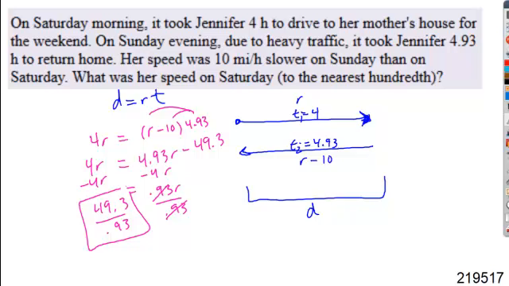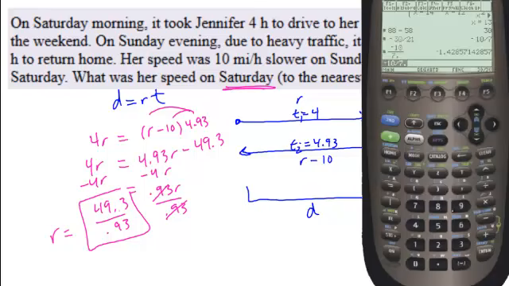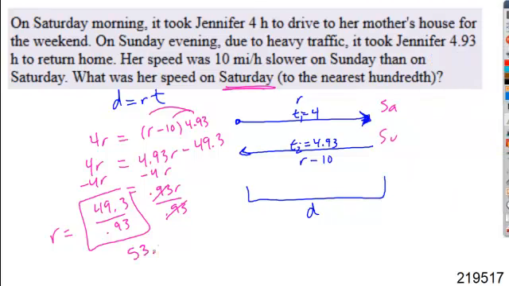Now, this rate is for which day? Here's Saturday, here's Sunday. So this is the Saturday rate, right? This is my R value. So if the question asks me what was her speed on Saturday, I'm going to calculate with this. So 49.3 divided by 0.93, her rate was 53.01 miles per hour. So that is her rate on Saturday.